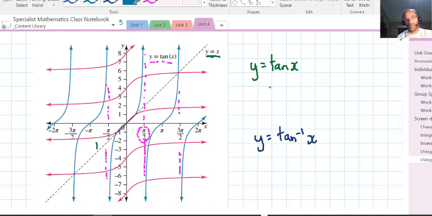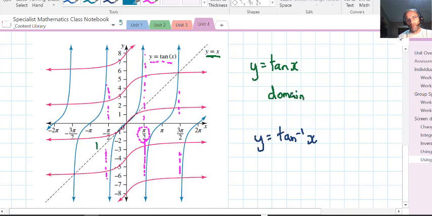So for y equals tan x, we look at the domain and the range for non-restricted y equals tan x. Now the domain's the easy part, because tan doesn't have domain limits of 1 and -1 like sine and cos do. So its domain is all real numbers. And so when we look at the inverse of tan, its range does not have any restrictions.